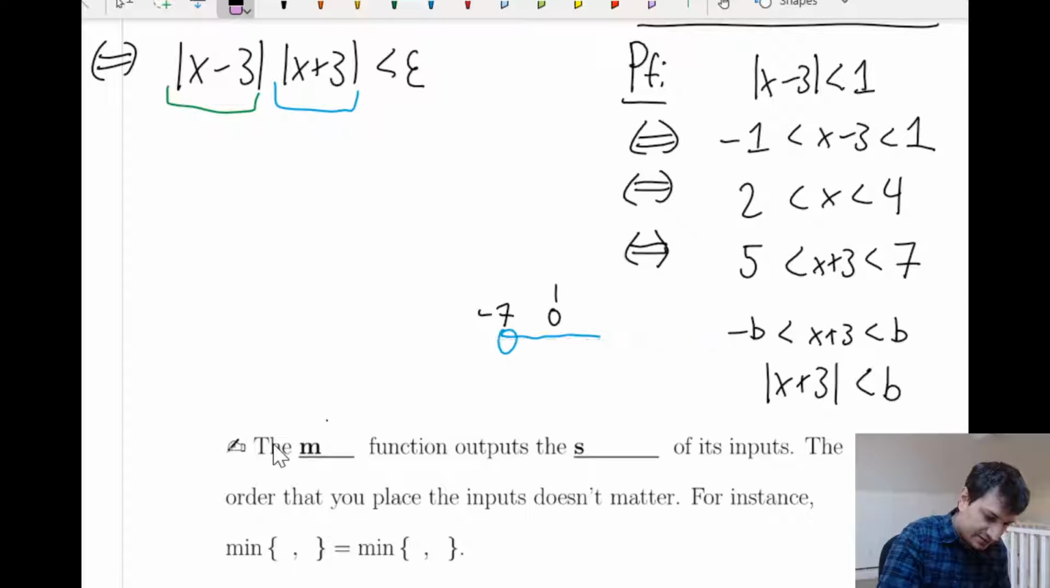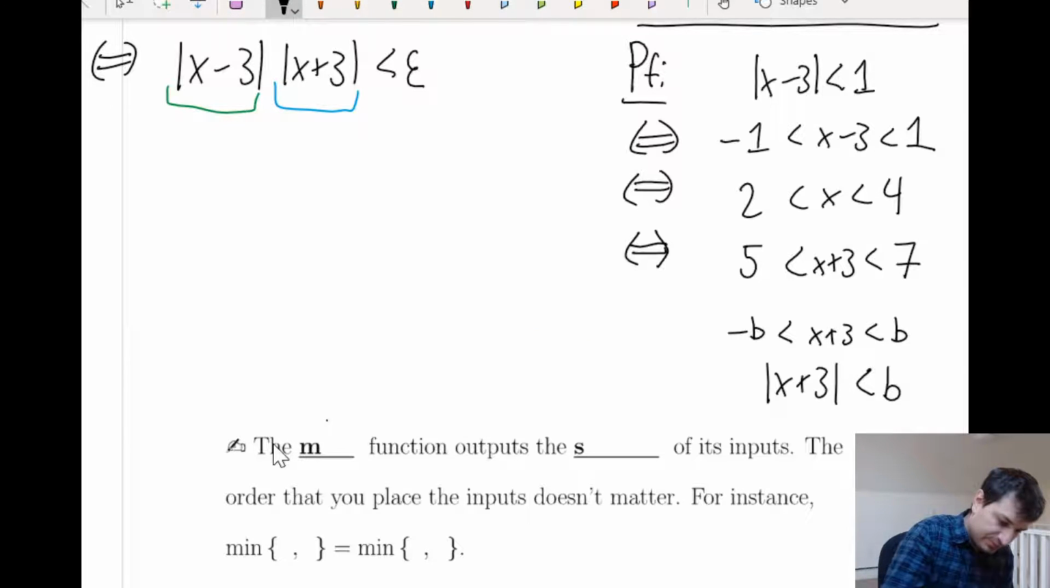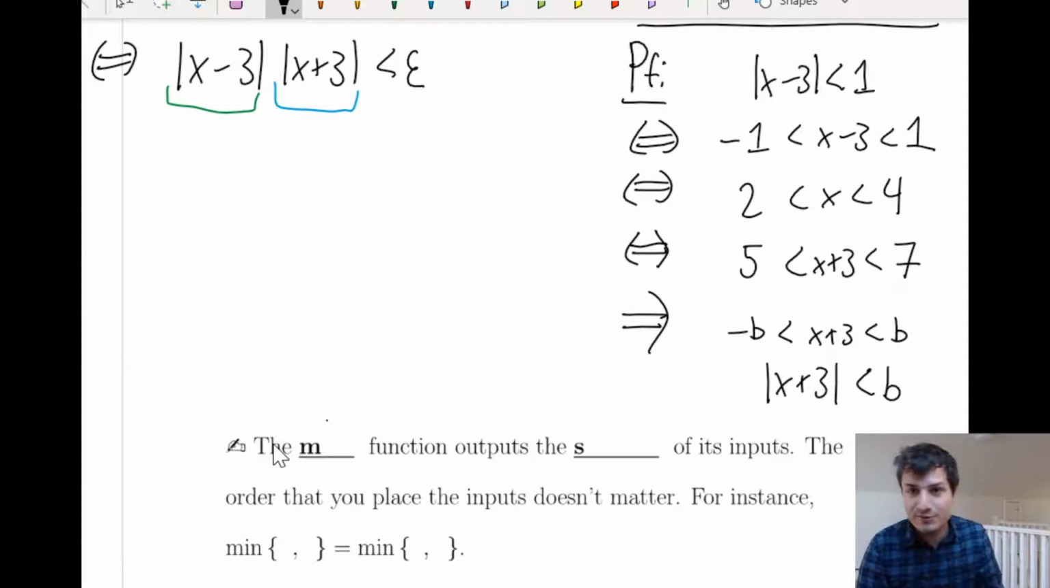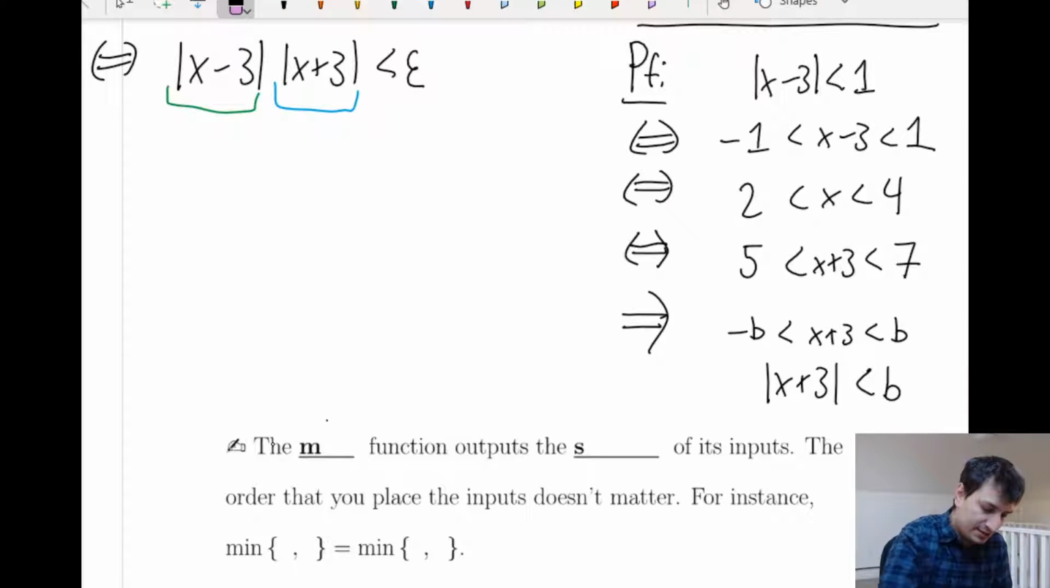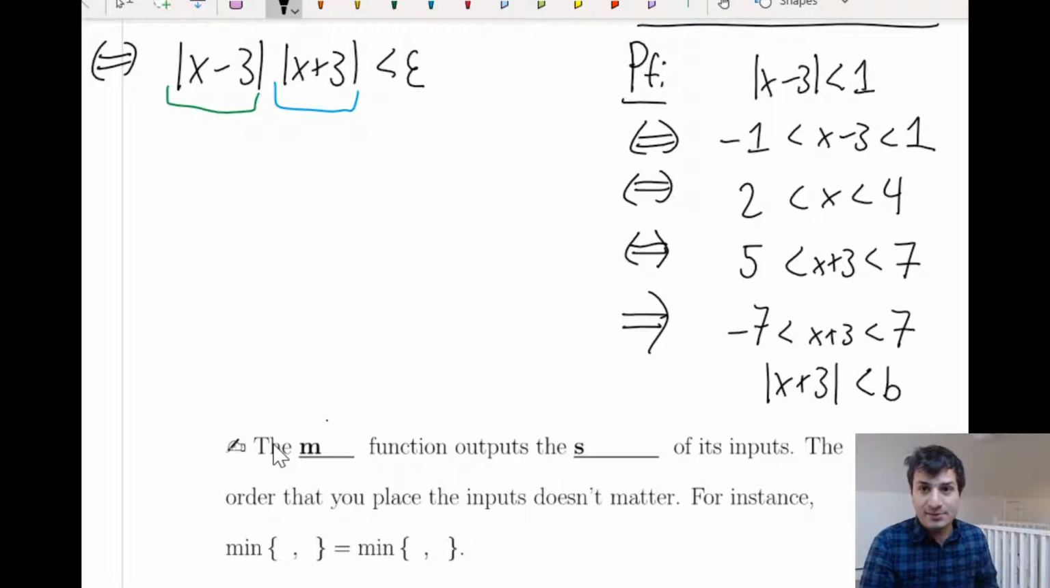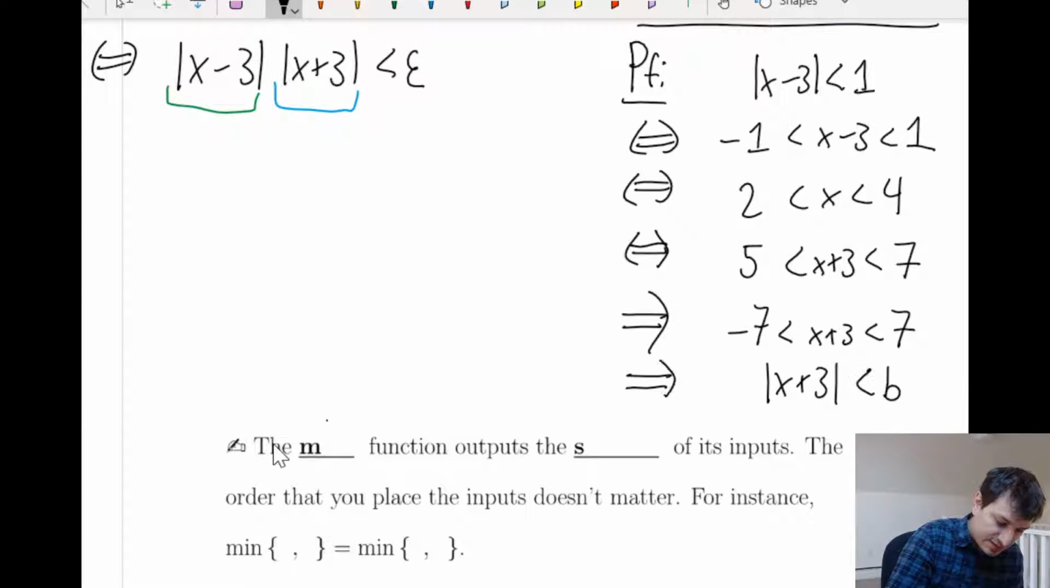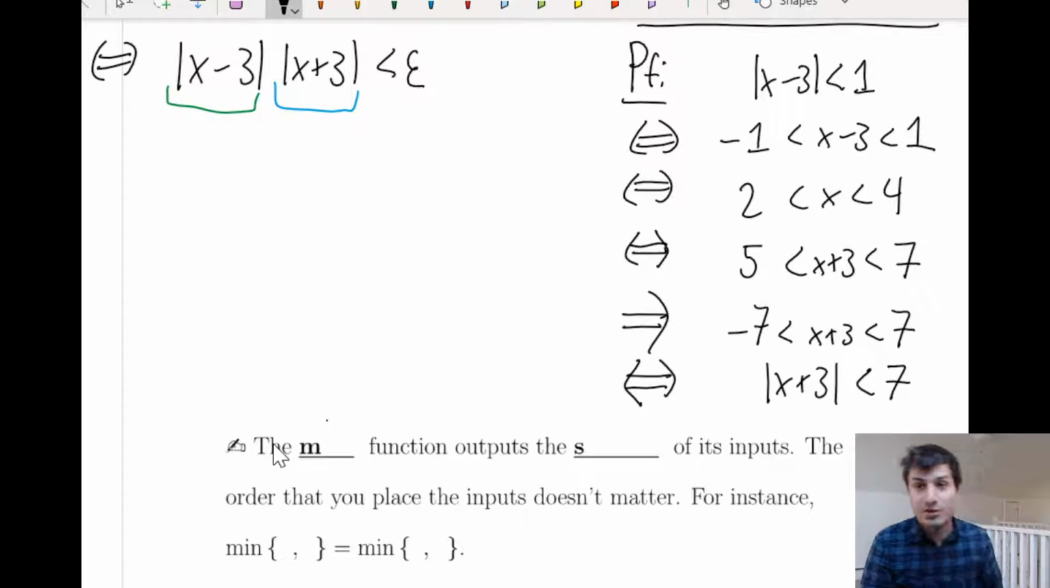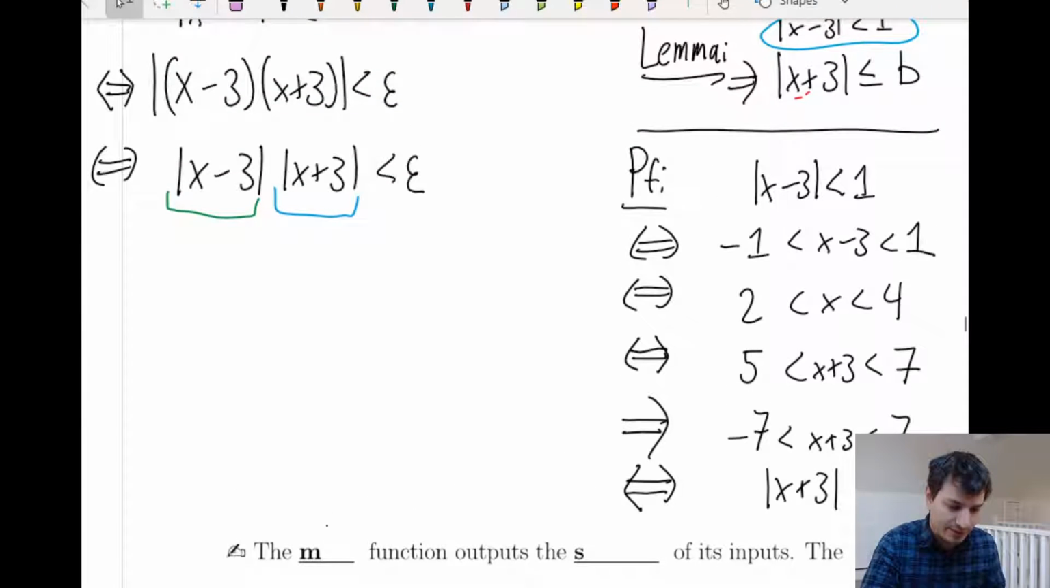So let me erase this little cartoon that was just for thinking. If you are between 5 and 7, you are definitely between negative 7 and 7. And if you are between negative 7 and 7, that is the same thing as saying that your absolute value is less than 7. So the whole proof works out with b equals 7. In fact, any number greater than 7 could have worked as well. But just to be concrete, we're going to do it with a 7.